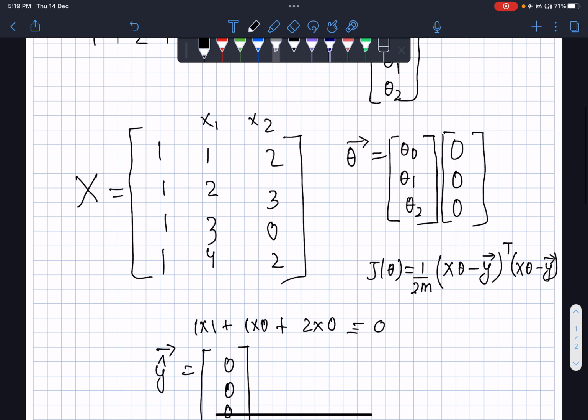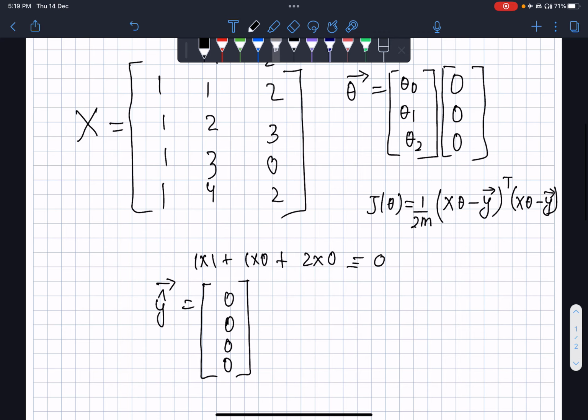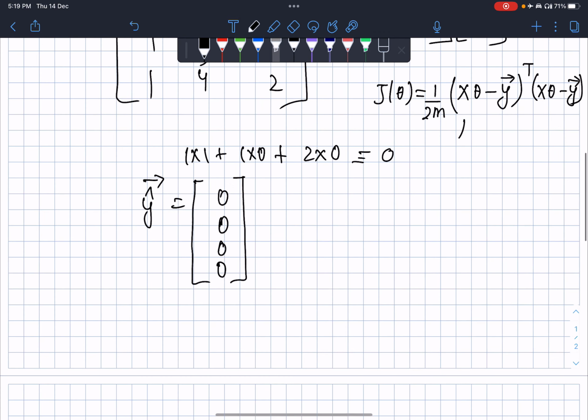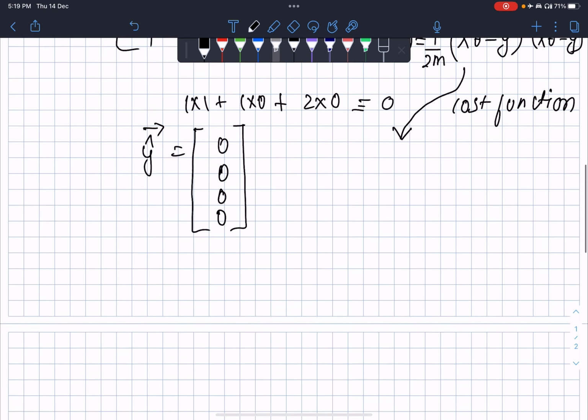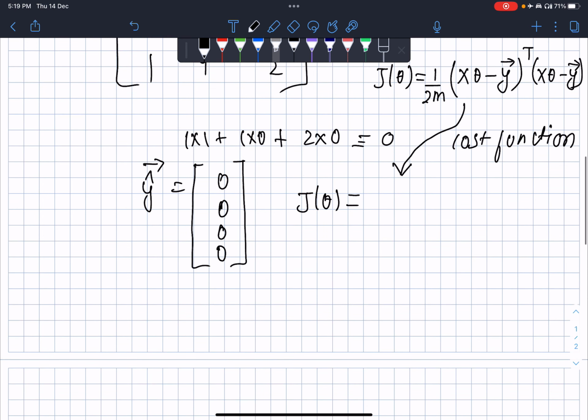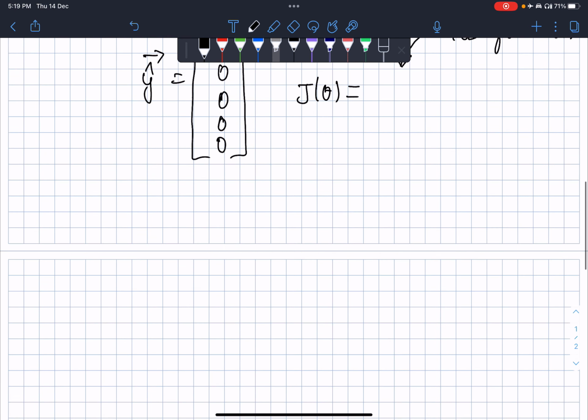Okay, now what we have to do is perform this, which is our cost function. So let's see this thing.